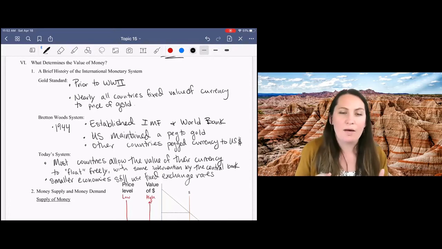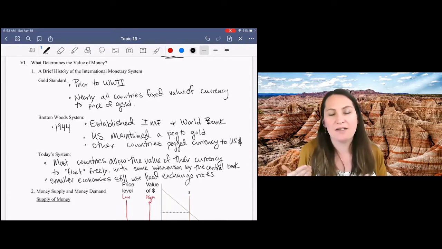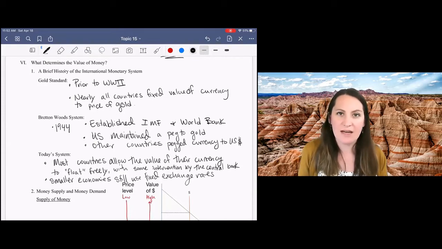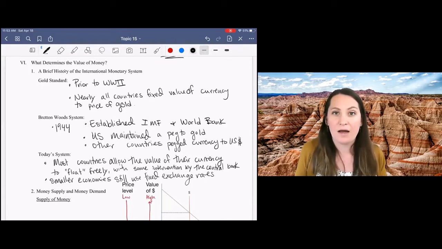And so at that time, the US adopted the type of monetary policy that we use today, and that really all major economies use today, which is to allow the value of our currency to float freely, not attached to the value of any commodity.